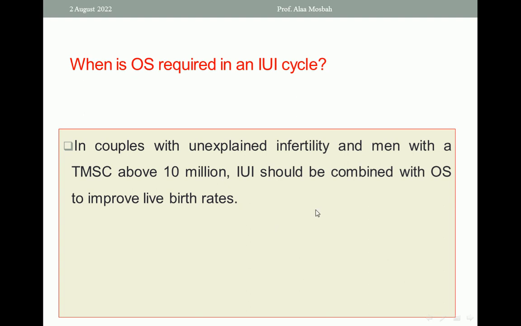When is ovarian stimulation required in an IUI cycle? In couples with unexplained infertility and the men with total motile sperm count above 10 million, IUI should be combined with ovarian stimulation to improve live birth rate.